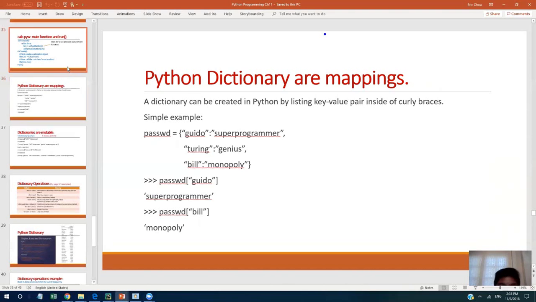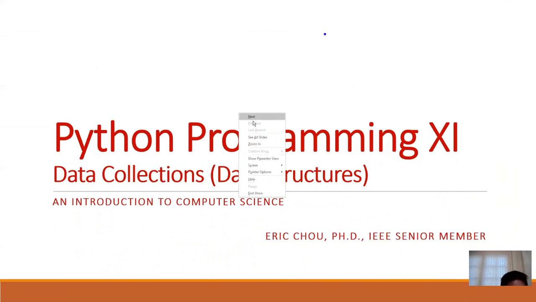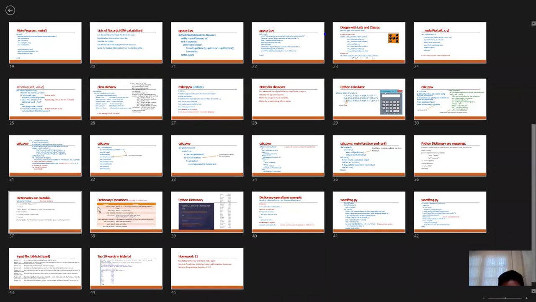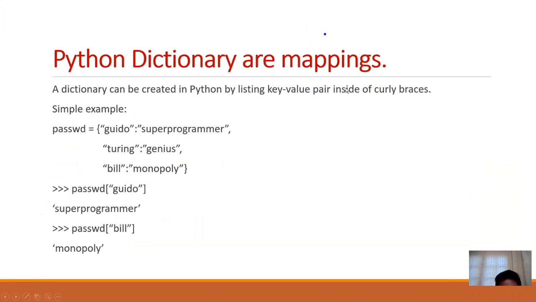Okay. So basically your dictionary is to create mapping, and mapping is a key-value mapping. So it actually is a table. By default, the meaning of the dictionary is a table, one-to-one. Guido, and then super programmer, right? Turing is a genius. So this is called dictionary, but it actually is a mapping.